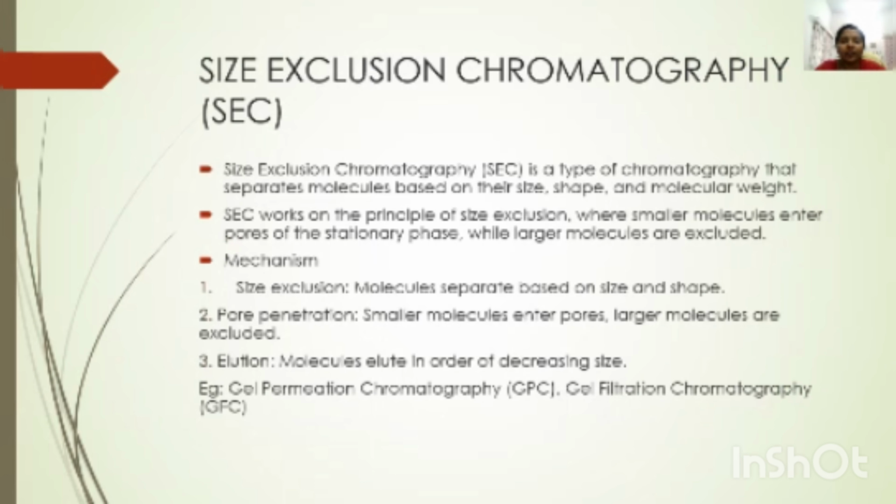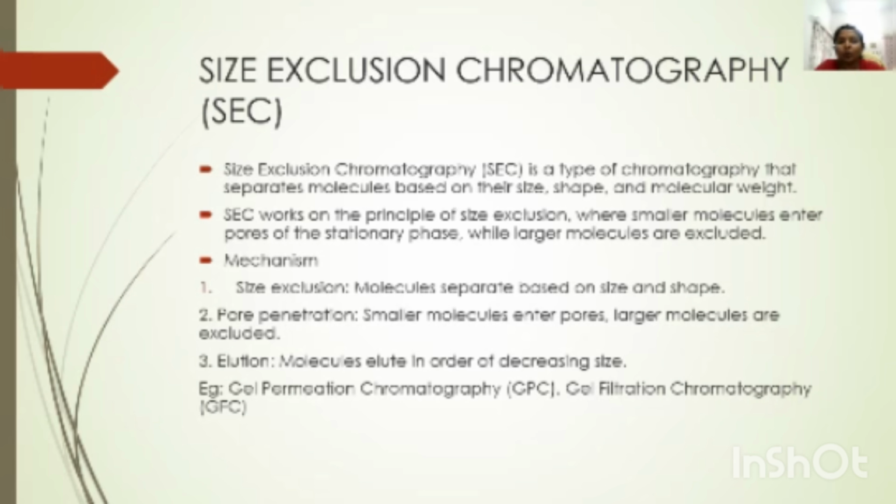And then we have size exclusion chromatography. Here the molecules are separated based on their size, shape and molecular weight. The smaller molecules will enter the pores of the stationary phase, because the stationary phase will have many pores inside. Smaller molecules will get entrapped within these pores, and bigger molecules will be excluded. They will be eluted fast. So that's the principle of size exclusion chromatography.